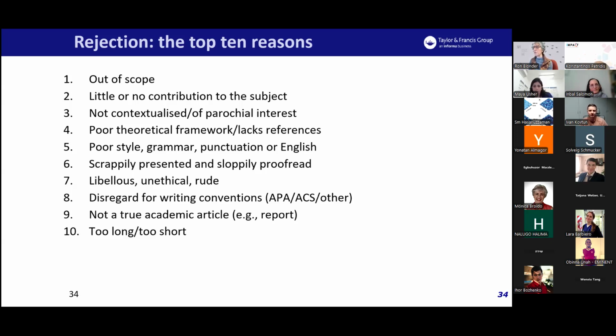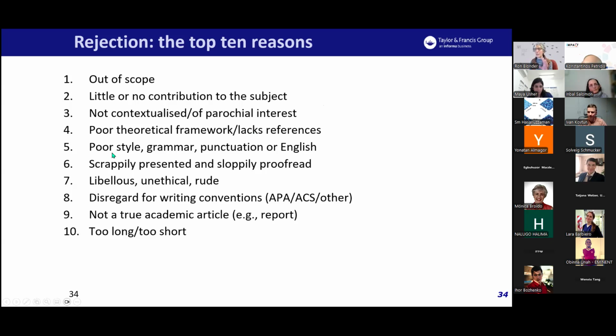Number 3, when the paper is not contextualized in the context of the journal, or it is really at the side of the context, okay? Usually it will be desk reject again, okay? When the paper doesn't have a good theoretical framework, or is not contextualized in the literature, lack of references. You see a paper with 10 references, without reading it, I can tell you it will be desk reject, okay? But we do read, okay?